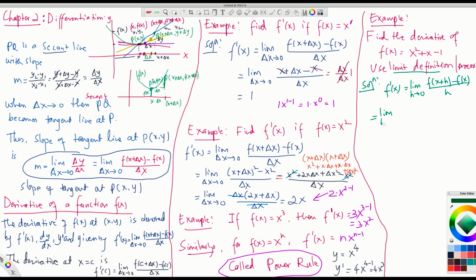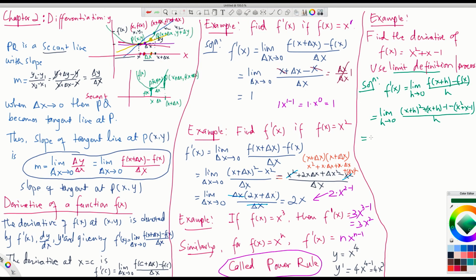So what is f of x plus h? Limit h tends to 0. F of x plus h: replace x by x plus h, right? It will be (x plus h) squared plus (x plus h) minus 1. That is f of x plus h. Minus what is f of x? It is x squared plus x minus 1, divided by h. Now what we do, you FOIL that (x plus h) squared and then simplify.